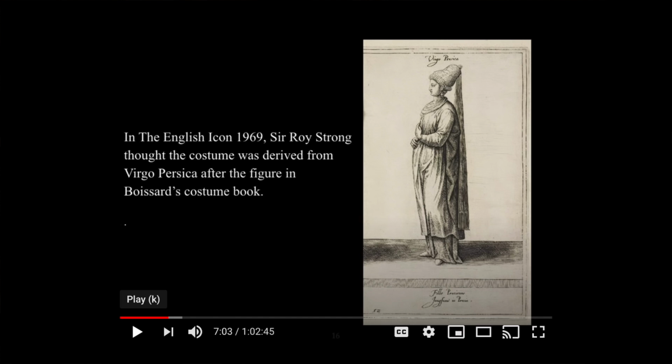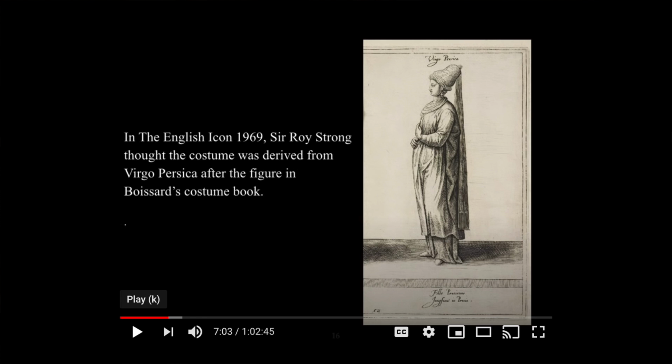He reminds us of Sir Roy Strong's belief that Virgo Persica was the inspiration for the portrait, that the costume presented in Boissard's Clothes of the Gentry of the World on this figure is what is used by Gheeraerts for his portrait. David Shakespeare also acknowledges that this woman has a pregnant appearance, which he puts down in the most part to her awkward stance.